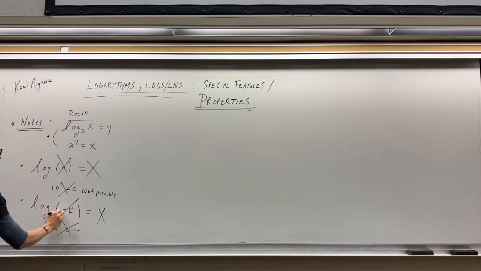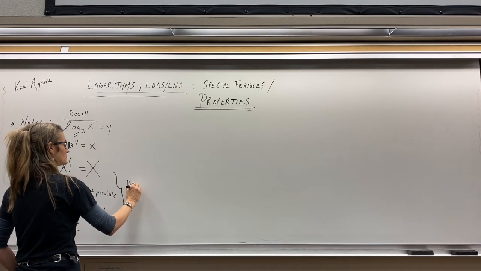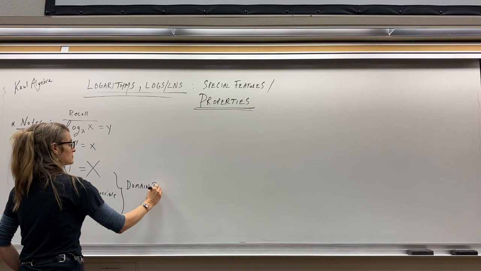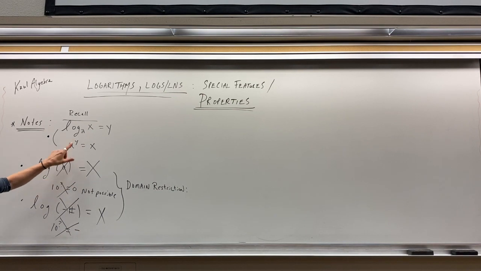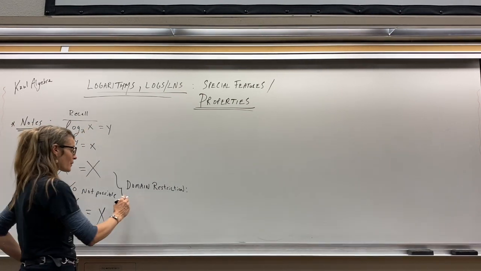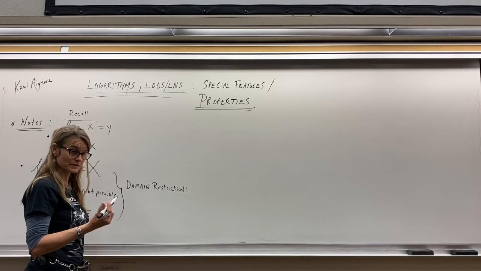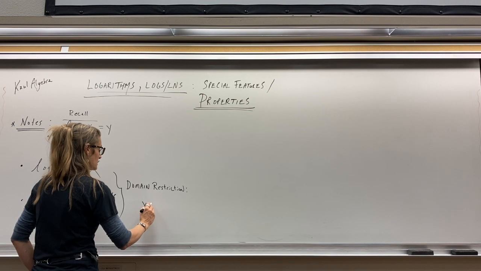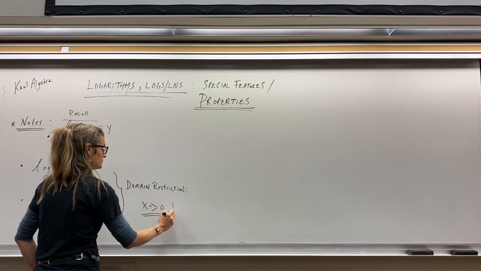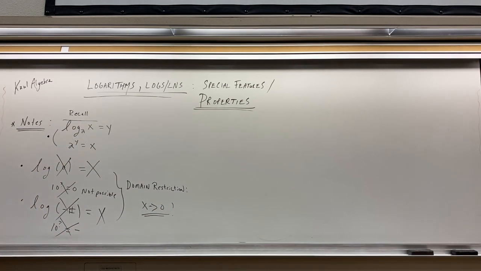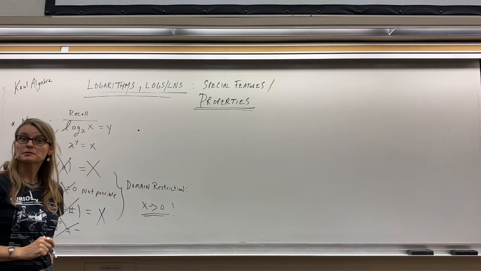So we have this domain restriction, which says that our argument, the inside of the log, must be greater than 0 and cannot be negative or 0. So the domain restriction is x cannot be 0 or negative. x must be greater than 0. I'll say that concisely in that one statement. And here we have that domain restriction. Other features also come into play.